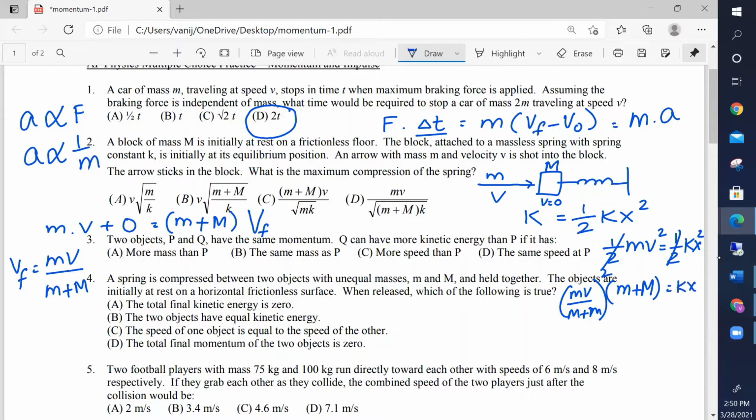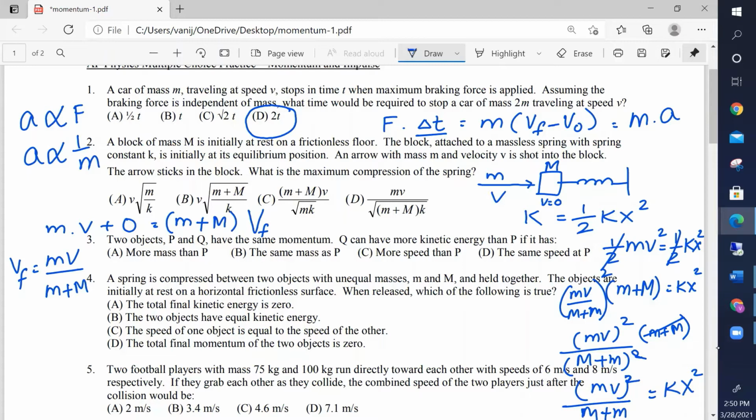And that's equal to kx squared. So now you notice that here I can write this as (mv) squared divided by (m plus M) whole squared, and I have m plus M here. And this can be reduced. I can get rid of that square there, right? And now you're left with mv squared divided by m plus M is equal to kx squared.